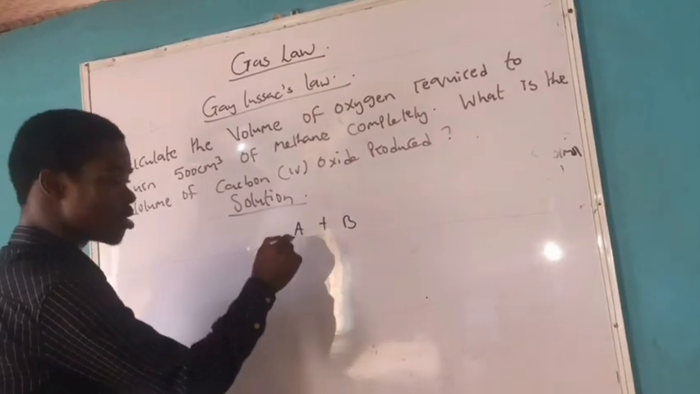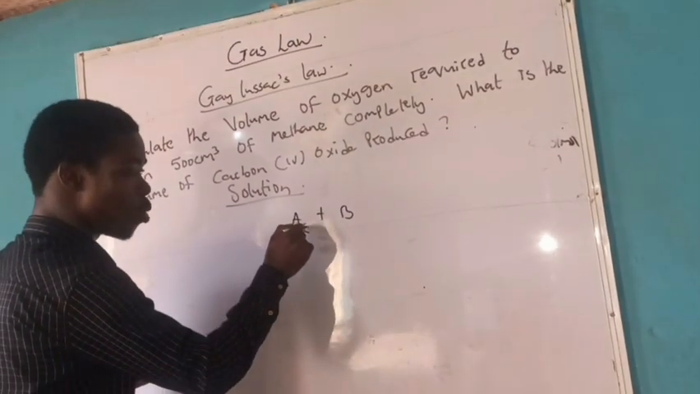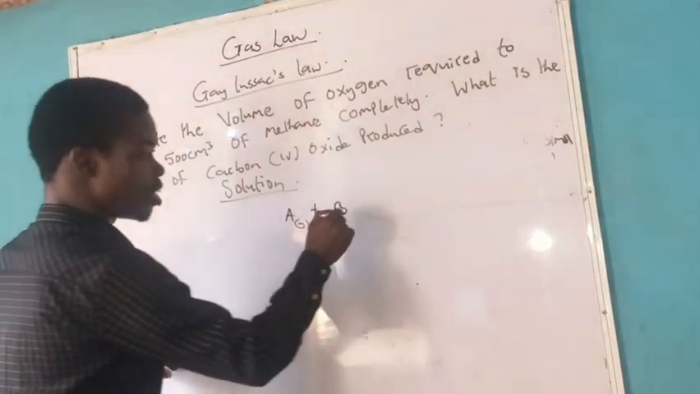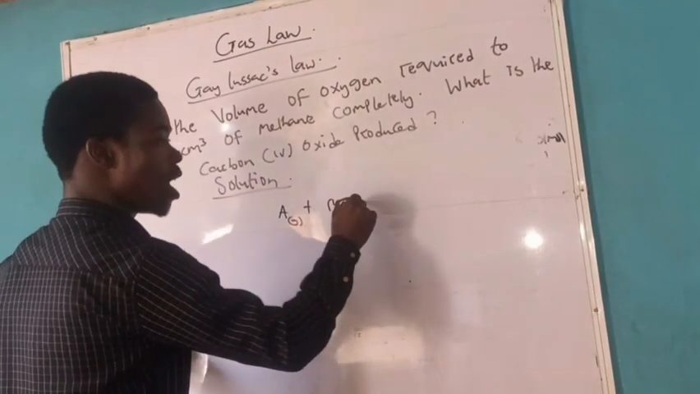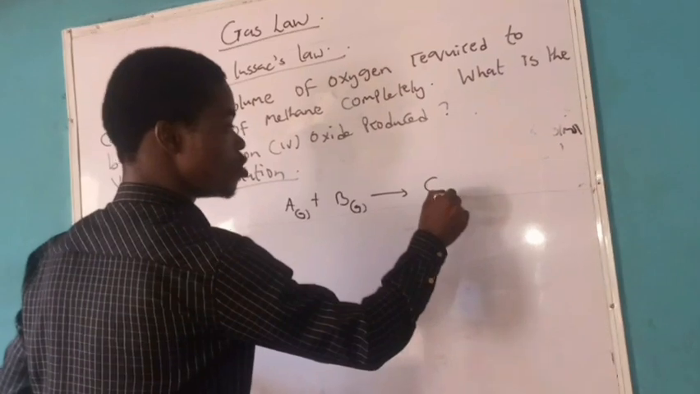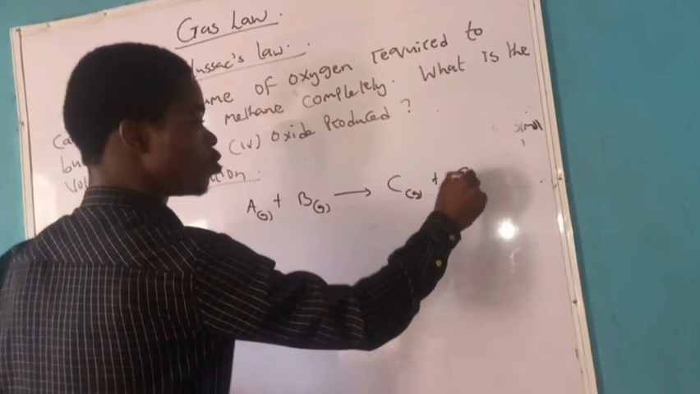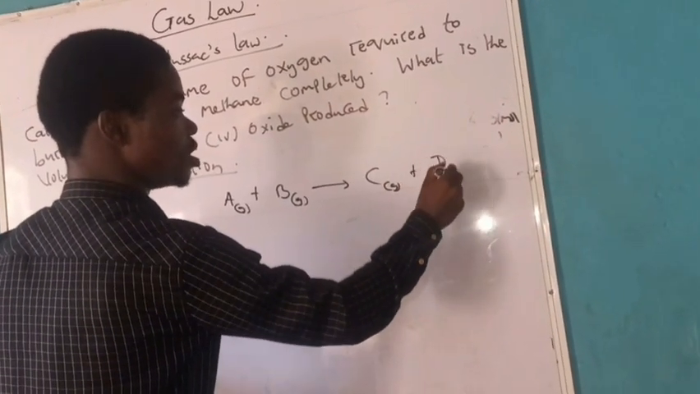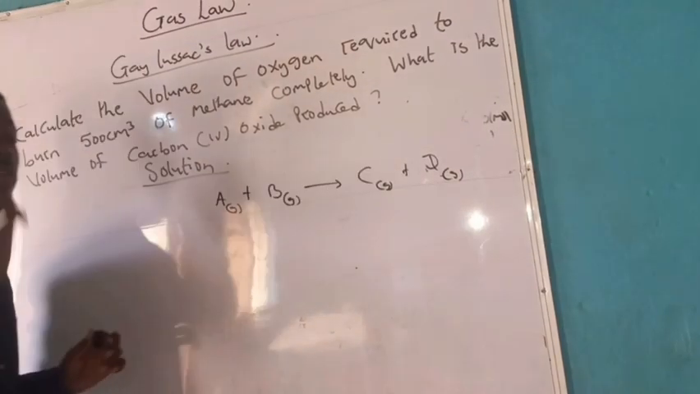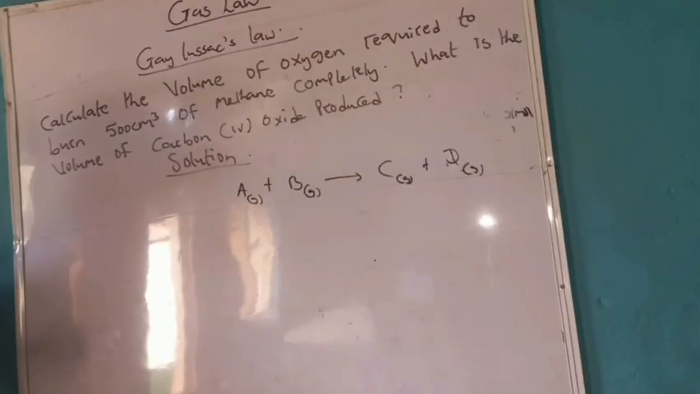Let's say for instance, I have gas A reacting with gas B. Don't forget, it's a gas. You see a bracket open and then G will be there, and another one open, then G will be there, giving me gas C, G will be here, and gas D, G will be here. Please note, gas laws are only applicable to gases.